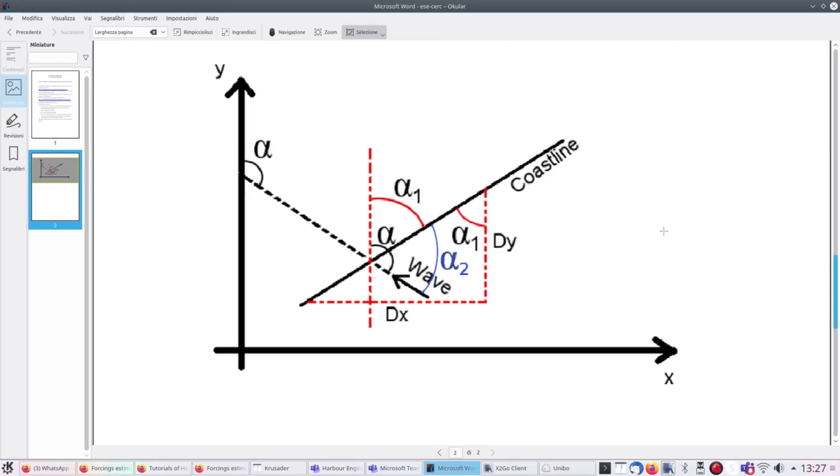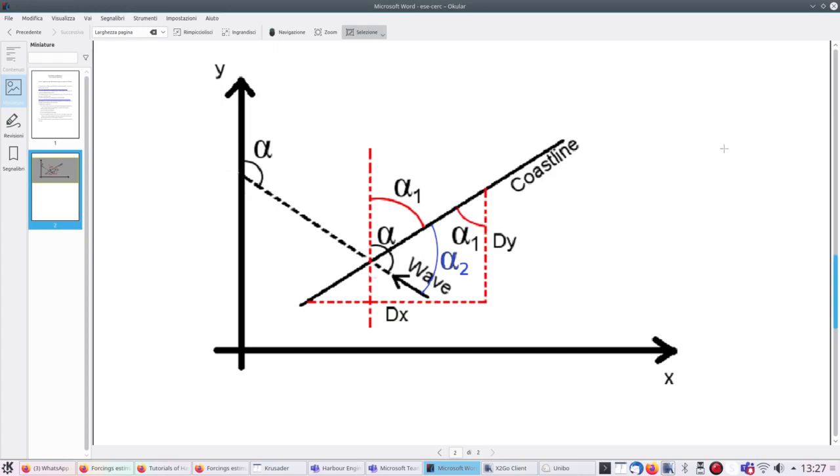So the convention that we have to use is this one. It is extremely important when you get wave data that you make sure how the angle between wave direction and coastline is defined. So what I define here is the acute angle between the wave direction and the coastline.